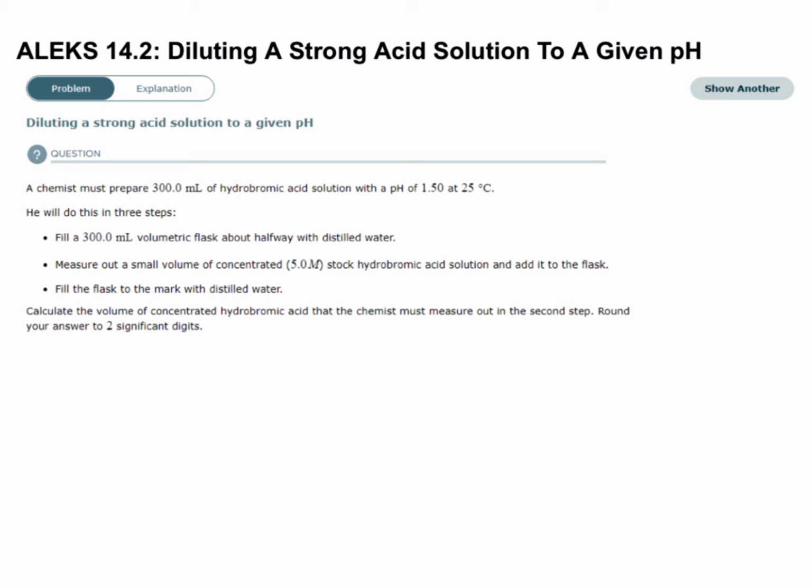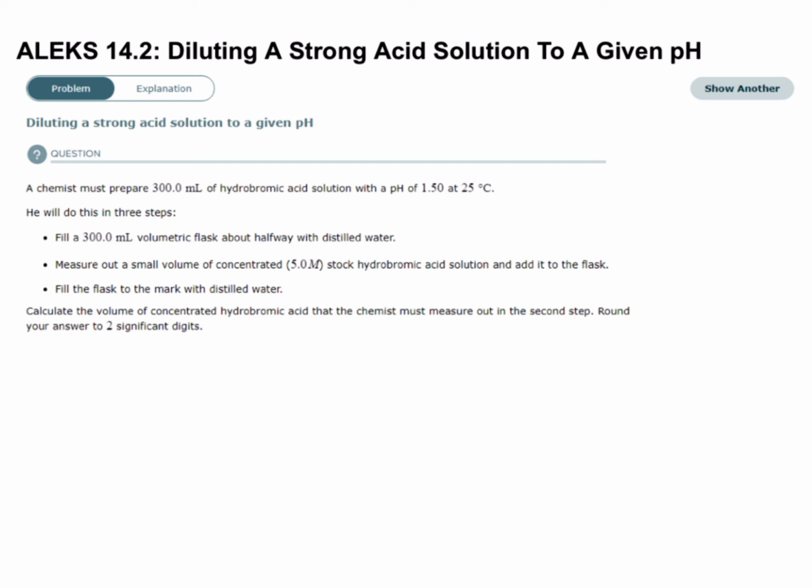He will fill a 300 milliliter volumetric flask about halfway with distilled water. He will measure out a small volume of concentrated 5 molar stock hydrobromic acid solution and add it to the flask. He will fill the flask to the mark with distilled water. We're asked to calculate the volume of concentrated hydrobromic acid that the chemist must measure out in the second step and to round our final answer to 2 significant figures.